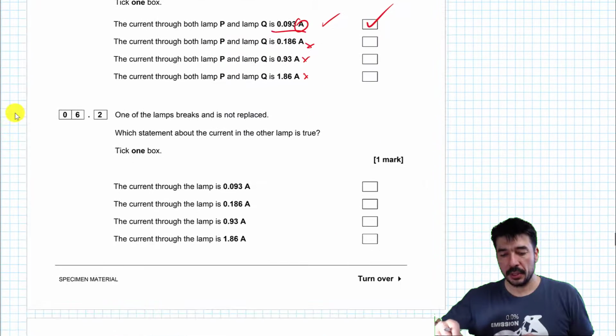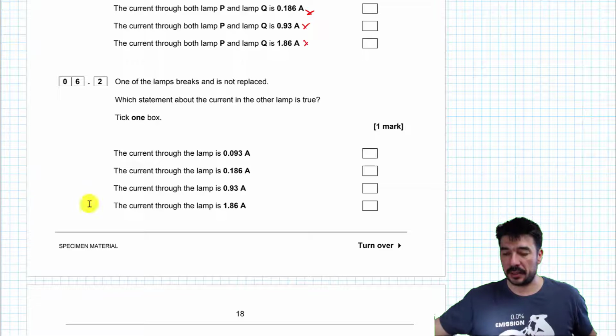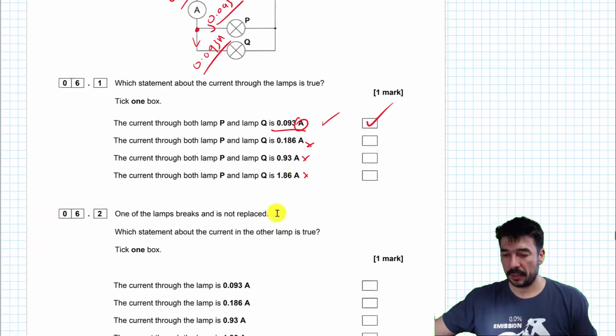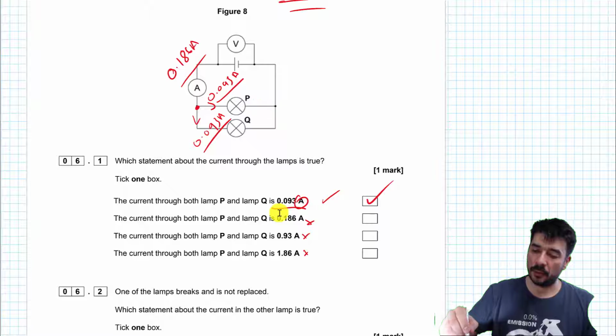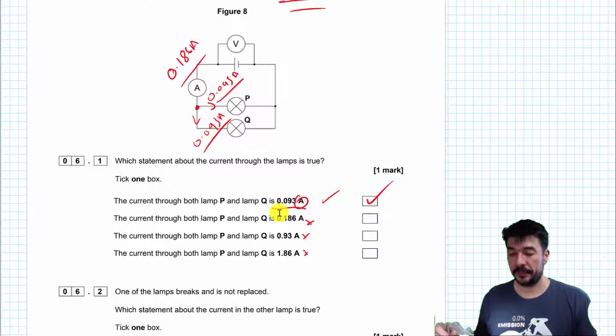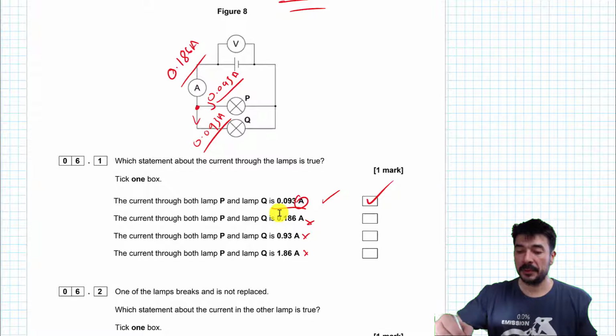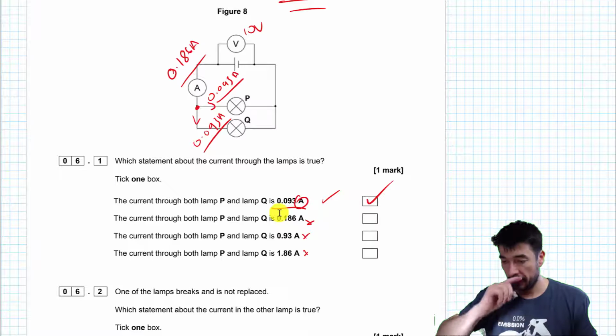Okay, let's look at the next question. One of the lamps breaks and is not replaced. Which statement about the current in the other lamp is true? So we imagine that one of these lamps breaks. This wire is removed. Okay, so what's going on here? Well, the way series and parallel circuits work is that both these bulbs, let's say that was a 10 volt bulb, both these bulbs will have a potential difference of 10 volts across them.